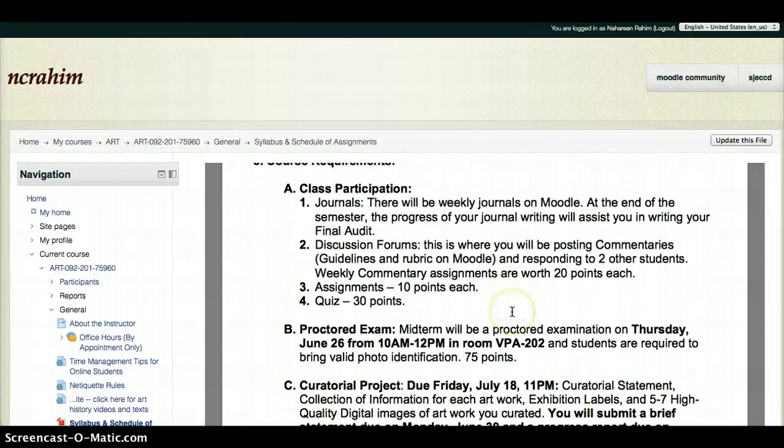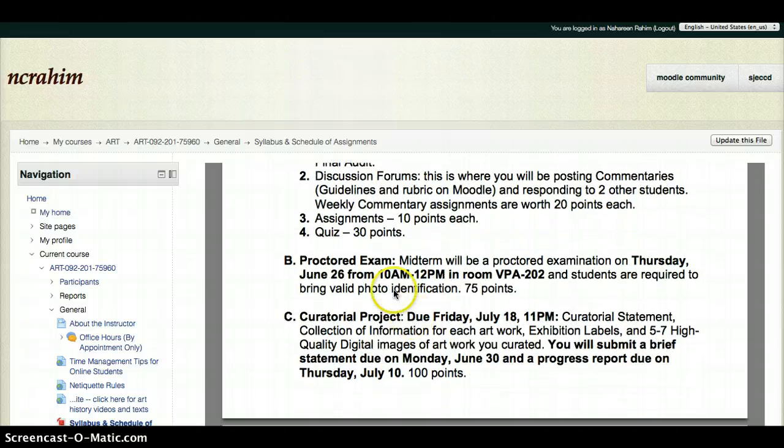Here are the course requirements. So class participation is basically journals, discussion forums, and weekly commentary assignments. And within the discussion forum, you respond to 2 other students and their commentaries. We have assignments and a quiz on the 3rd week. The 2nd week we have a proctored exam, which is a midterm, so we're moving pretty fast because it is the summer, so we're squeezing in a higher level of intensity of working than we would during the 16-week semester.